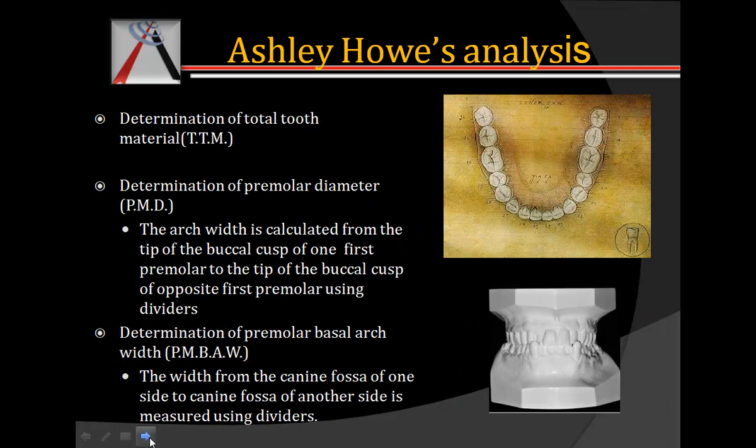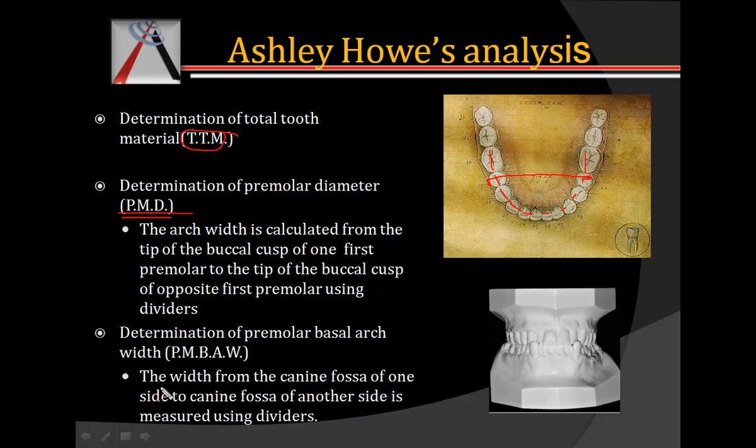Next is the Ashley-Howe analysis. Here we determine the total tooth material. That is, we measure the mesiodistal width from the first molar of one side to the first molar of the other side. We then sum up the values of all these mesiodistal widths and we get a total tooth material. We then determine the premolar diameter. That is, the arch width is calculated from the tip of the buccal cusp of the first premolar to the buccal cusp of the other first premolar.